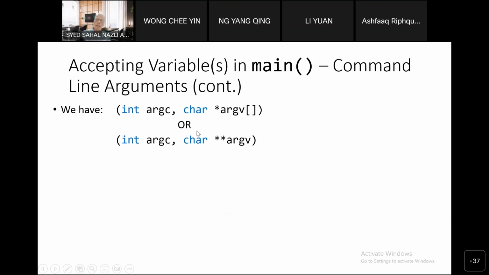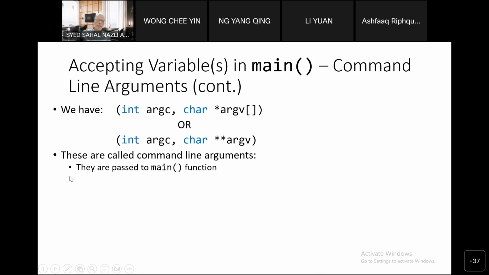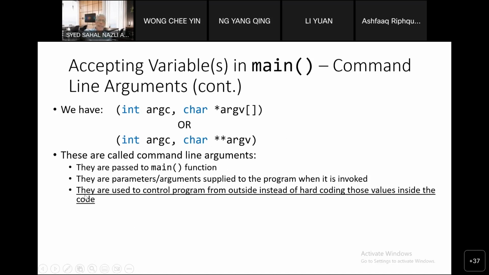This is setting variables in the main program. These are called command line arguments. They are passed to the main function. They are parameters or arguments applied to the program when it is invoked, when you execute the program, and they are used to control the program from outside instead of hard coding those values inside the code.